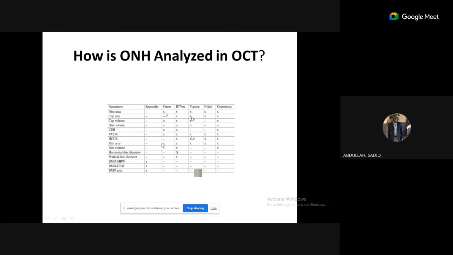But one thing you see consistent about all of them is they give information about the rim area because of its importance in diagnosis and assessment of progression in patients with glaucoma. And all of them also give information about CDR. And then all of them also give information about disc area. So these are very important parameters in assessment of glaucoma and its progression.